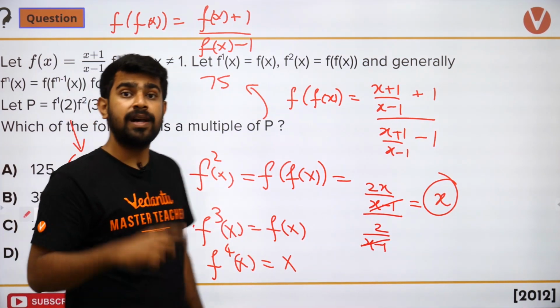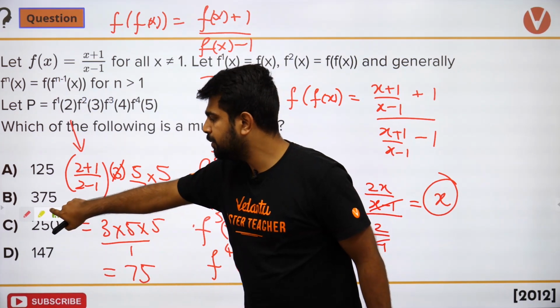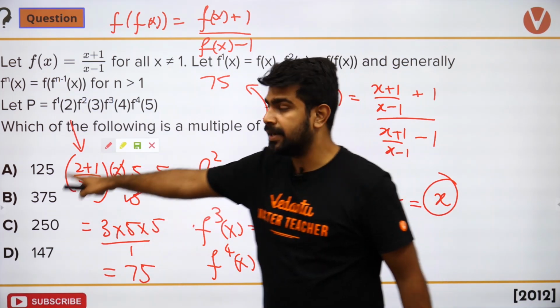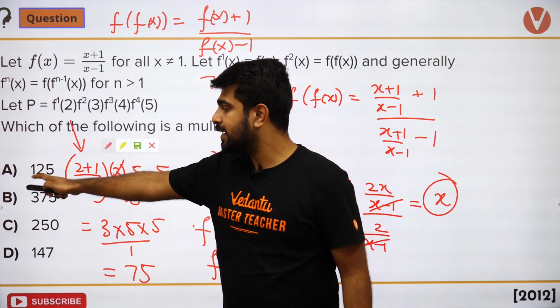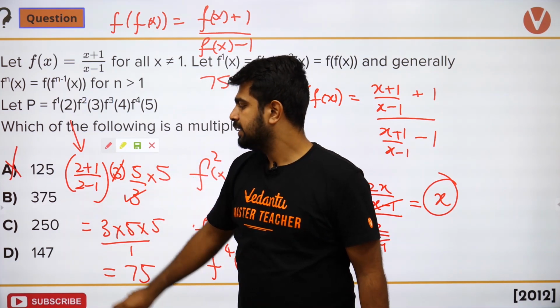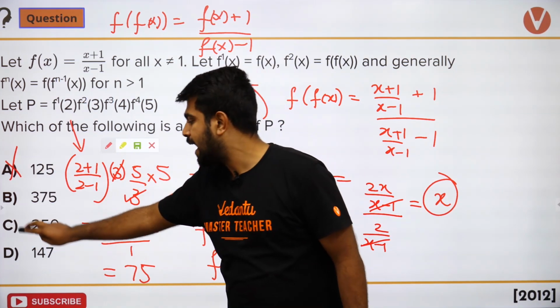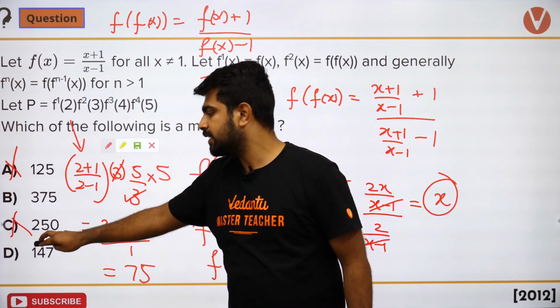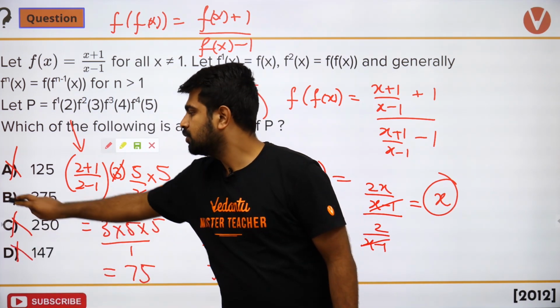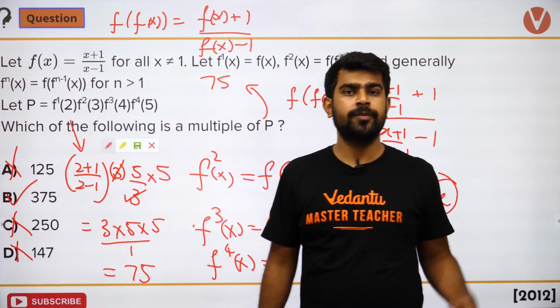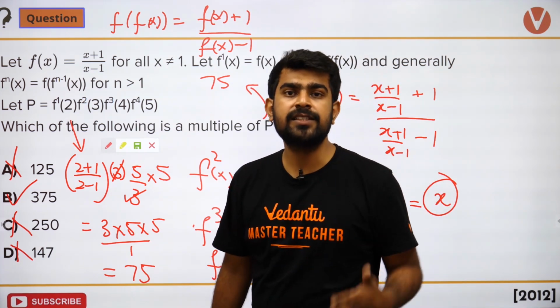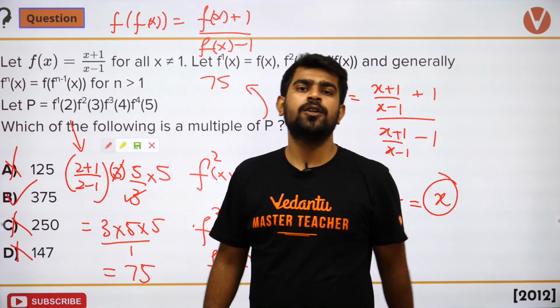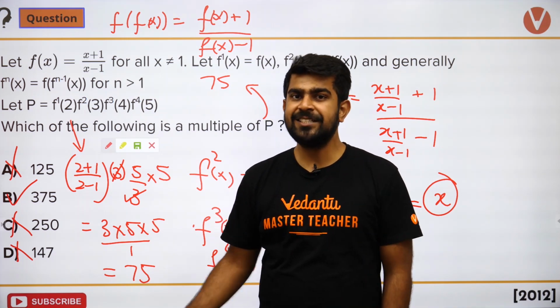Which of the following is a multiple of 75? Is 125 a multiple of 75? No. Is 250 a multiple of 75? Absolutely not. 147? Of course not. So the answer is 375, because 375 is nothing but 75 into 5 times. Getting it? Very easy, right?